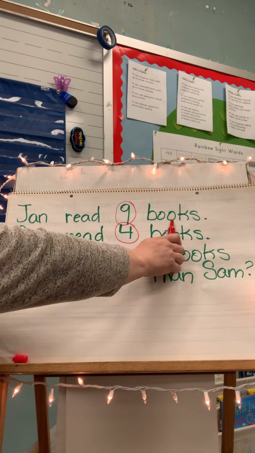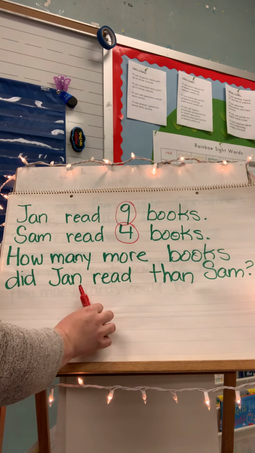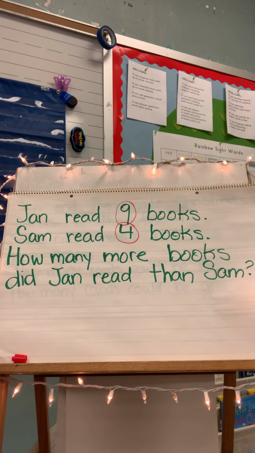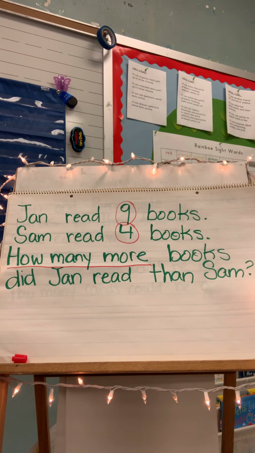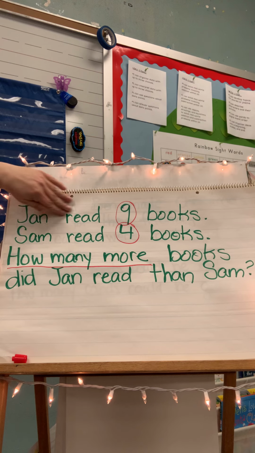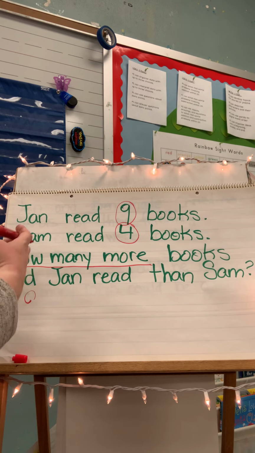Jan read 9 books. Sam read 4 books. How many more books did Jan read than Sam? Right here. How many more books did Jan read than Sam? We are comparing the books Jan read and the books Sam read. The story wants to know how many more Jan read than Sam. So what we're going to do is subtract. We're starting with the biggest one.